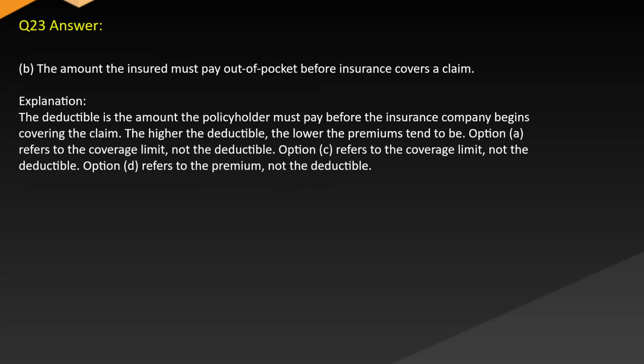Answer: B. The amount the insured must pay out of pocket before insurance covers a claim. Explanation: The deductible is the amount the policyholder must pay before the insurance company begins covering the claim. The higher the deductible, the lower the premiums tend to be.